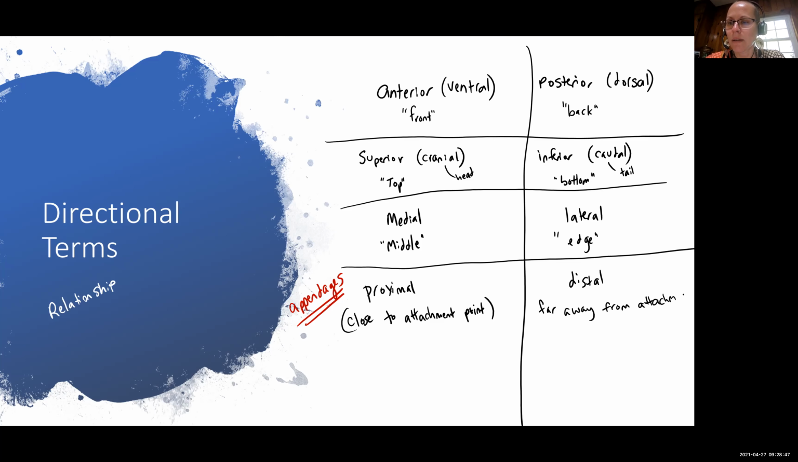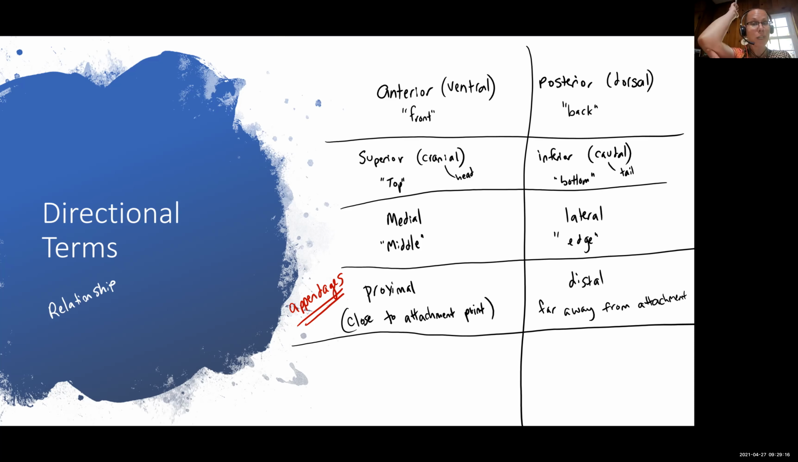Again, if we're talking about the upper appendage, the attachment would be the shoulder. So the most distal point of the upper appendage would be the fingers. If we're talking about the lower appendage, the most distal point would be the toes. Okay, and here's where we get into that relational piece. What would we say for the elbow? The elbow is in between the attachment point and the distal point.